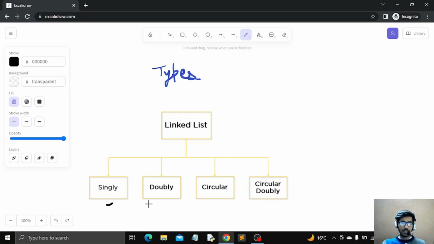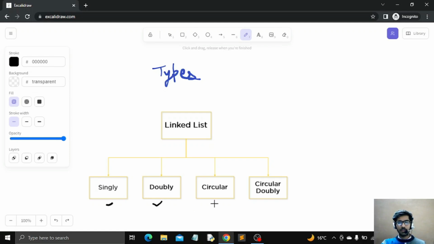Okay, and the second type is the doubly linked list. Now this linked list is also known as bidirectional linked list, because in this linked list each node comprises of two pointers, whereas in singly linked list we only have one pointer in each node. In doubly linked list, the first pointer is the next pointer, which points to the address of the next node, and the second pointer is the previous pointer, which points to the address of the previous node. Okay, so this was about doubly linked list.